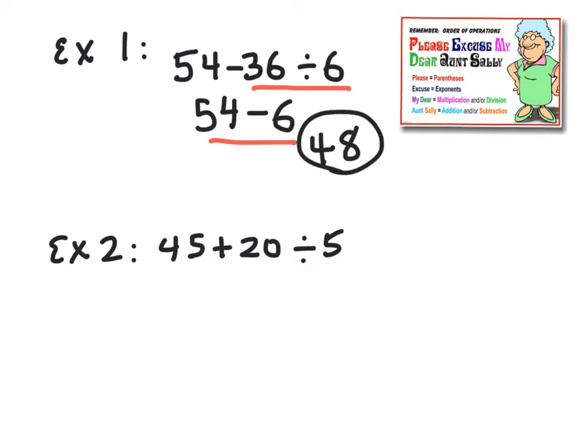All right, look at example 2. 45 plus 20 divided by 5. Again, multiplication or division would be done before addition or subtraction. So we would divide 20 divided by 5, which is 4, and then we'd do the addition. 45 plus 4, this equals 49.